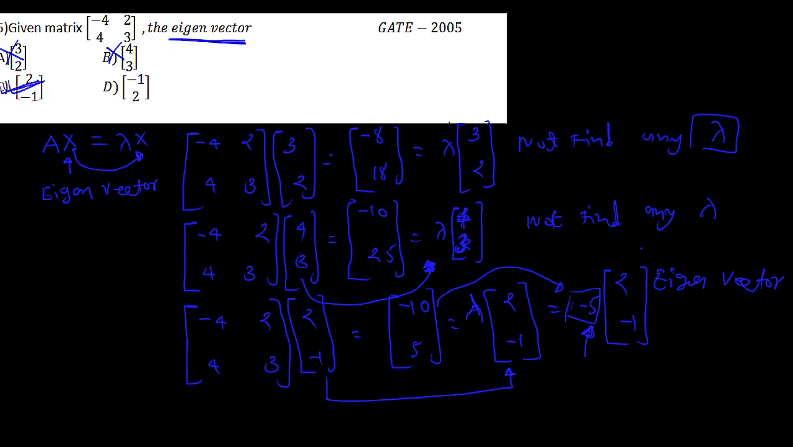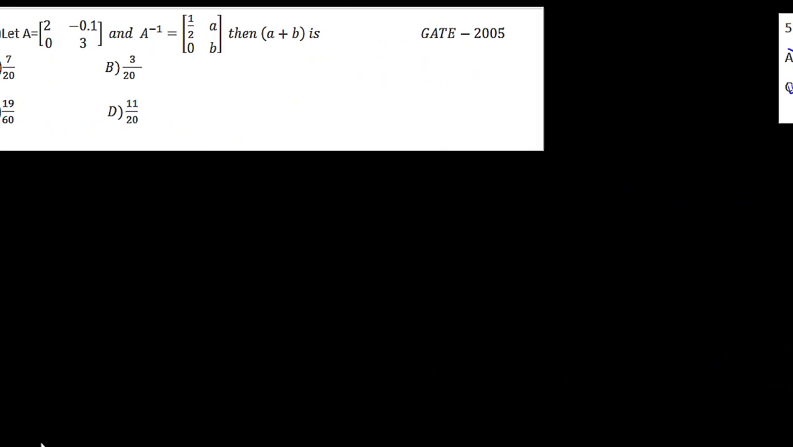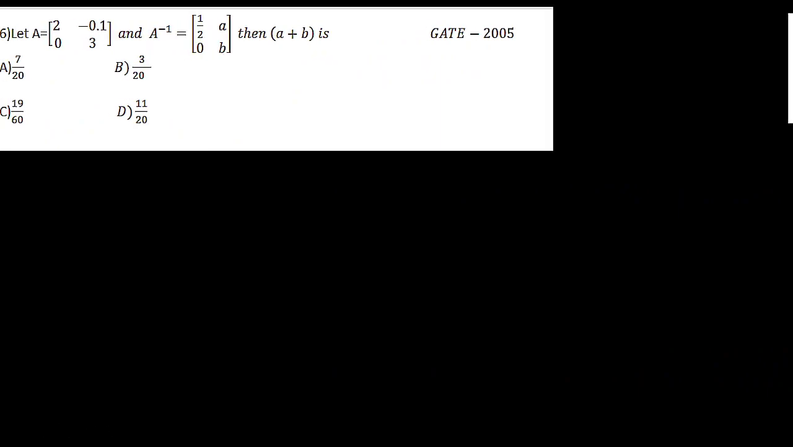Okay, let's move to problem 6. Problem 6 gives A and also gives A inverse, and they are asking about the sum of the variables a and b. So what we are going to do is multiply A and A inverse. In output, what we get is the identity matrix. We have been given both A and A inverse in the problem already, so let's do the multiplication here.